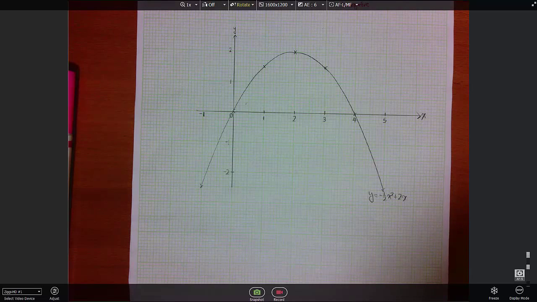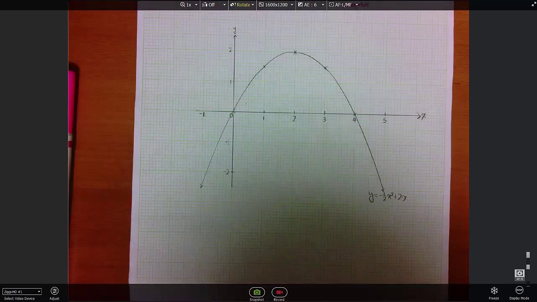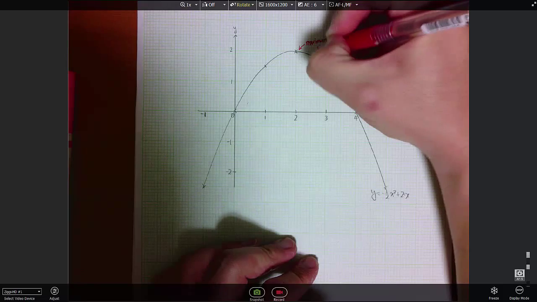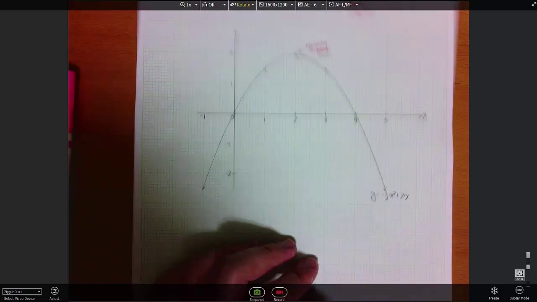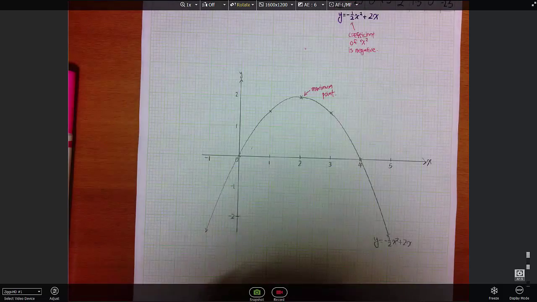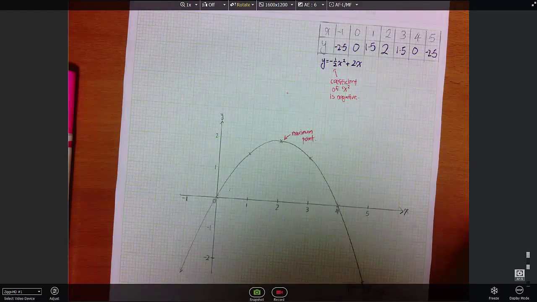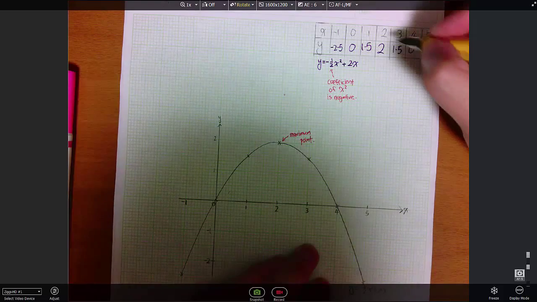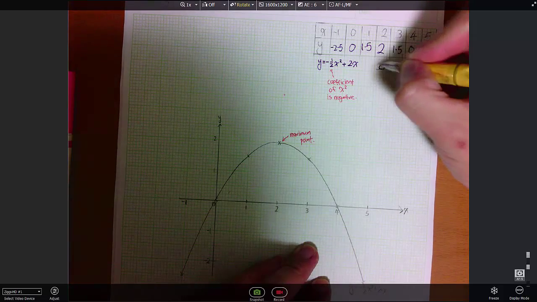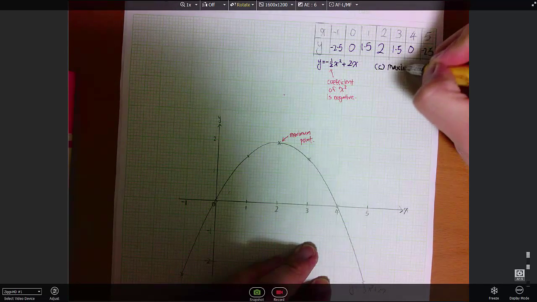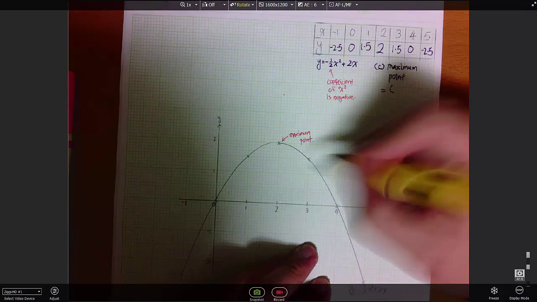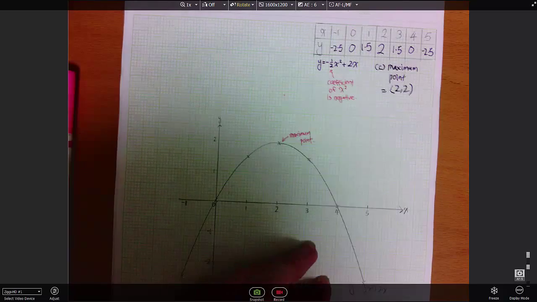Part C, maximum point. The maximum point is down here. This is a maximum point. I'm writing in pen just to show you where in the world it is, but just use your pencil right at the side there. The answer for part C, maximum point, is 2, 2, like this.